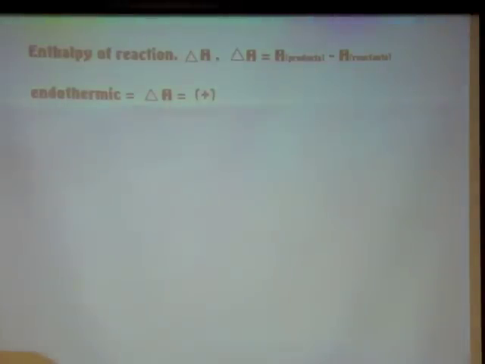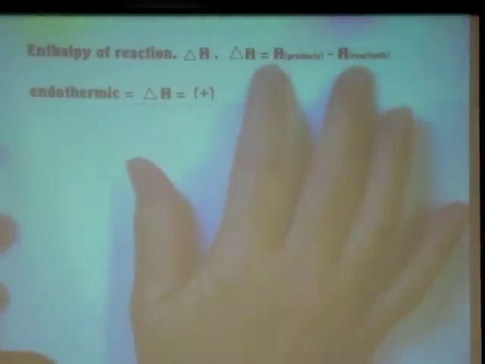Whenever bonds are broken in the reactants, energy is absorbed. It takes energy to break bonds. When bonds form, energy is always released. Now it depends upon the ratio of the enthalpies of the two whether overall this thing is going to be positive or negative. So when bonds are broken, energy is absorbed. It takes energy to break a bond.